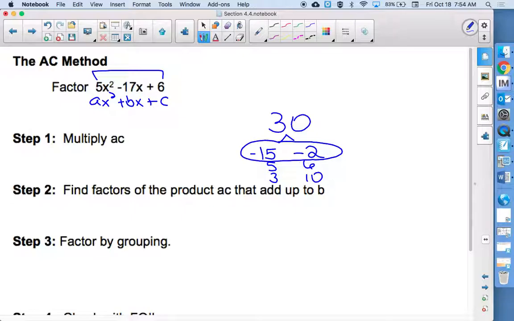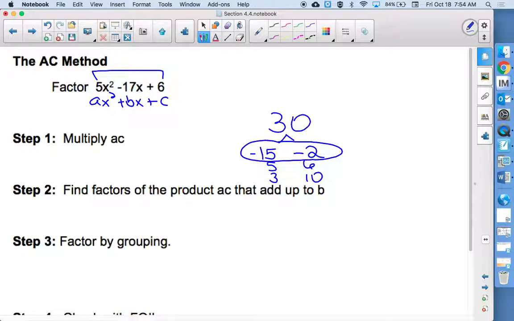So step 3 says to factor by grouping. Does anybody know what you're supposed to do with those two factors? Don't you plug them in? We are going to plug them in the problem in some way, yes. But they don't just drop into parentheses like we did before. Not quite, but we'll get there.